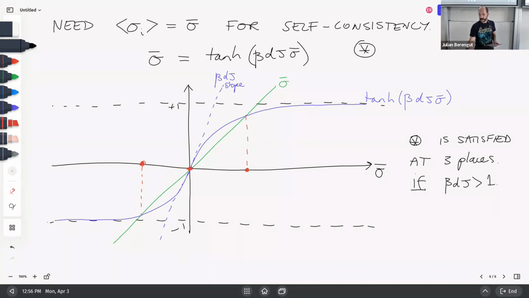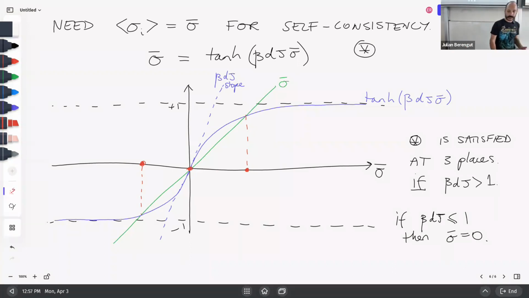If beta DJ is less than or equal to 1, then there's only one solution. It's the only solution, and it's stable. Because in that case, if this is less than 1, then this curve would look like this, and it wouldn't cross that green line.